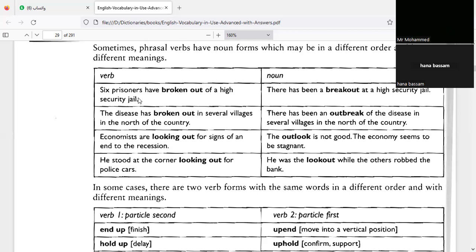So broken out here, it's a verb, it's a phrasal verb, okay? Broken as a word and out as a preposition. دي بنسميها phrasal verb. Look at the second example. Break out as one word. هنا ما بقتش verb هنا. يعني look at the second example. When I say there has been a breakout at high security jail. So what does the first one mean? And what does the second one mean, Hannah? Could you guess?